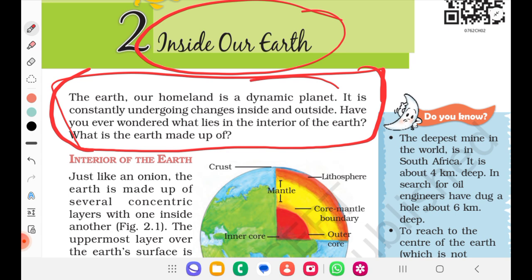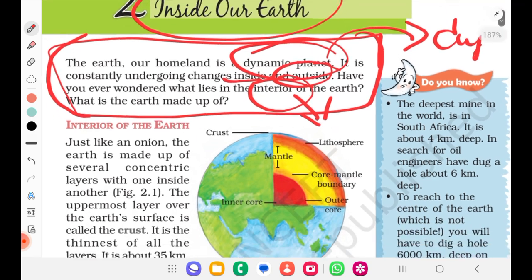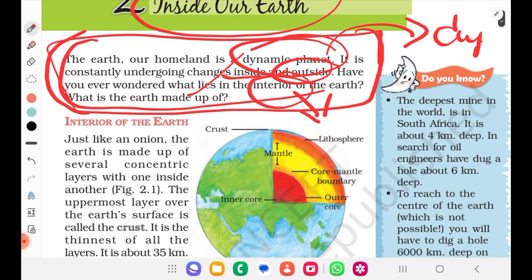So they are saying Earth is a dynamic planet. Why do we say something is dynamic? We say something is dynamic because it keeps on changing. So Earth is changing both inside and outside. Outside, how it is changing we'll learn in other chapters. But here the question is, do you understand what is there inside the interior of Earth? So we are going to see what the inside of Earth is made up of, so that we'll understand what changes it is going through and how it is dynamic. So that's the first paragraph explanation.